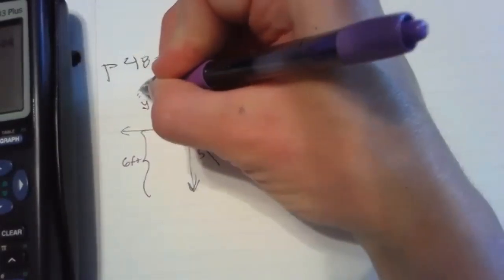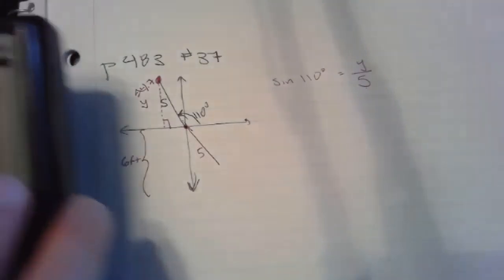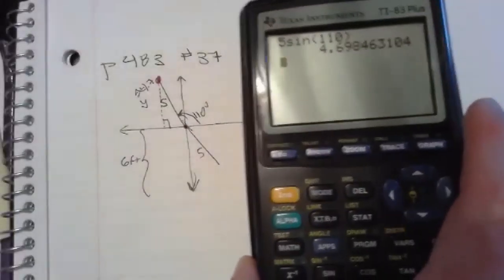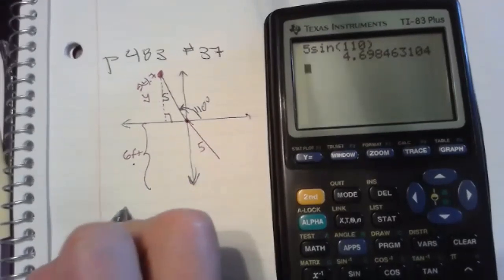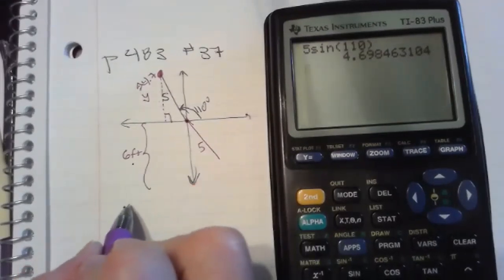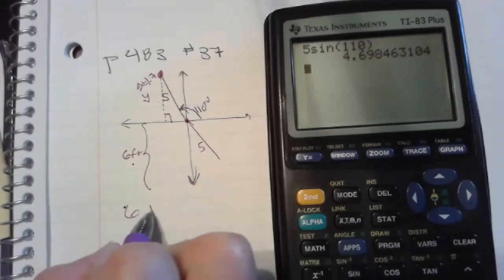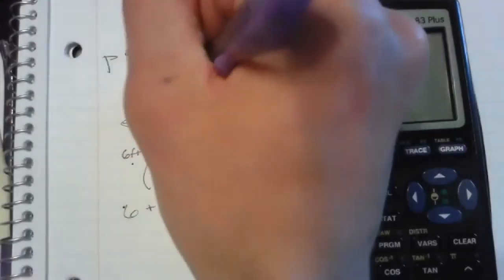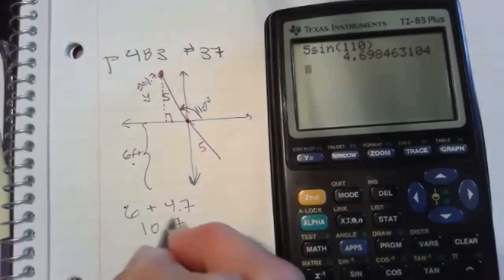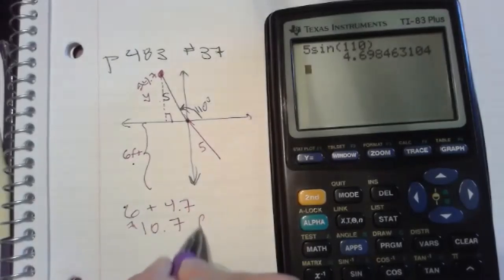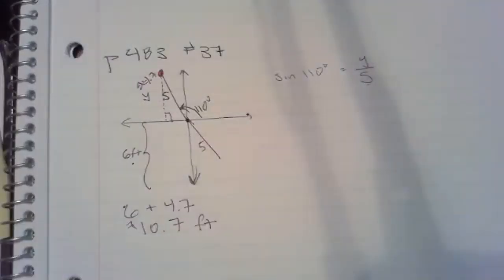But is that how high it is off the ground? Nope. We need to add another 6 feet, correct? So we're going to do 6 plus, we found that this is 4.7. So the answer is going to be around 10.7 feet.